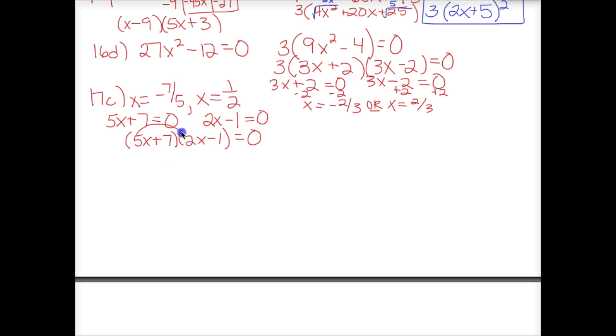So first, 5x times 2x is 10x squared. Outsides, 5x times negative 1 is negative 5x. Insides, 7 times 2x is positive 14x. And then last, 7 times negative 1 is negative 7. So now, my only thing left to do is combine these like terms in the middle. So that's how I got 10x squared plus 9x minus 7 equals 0.